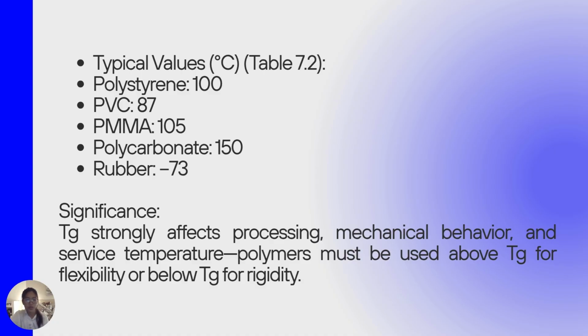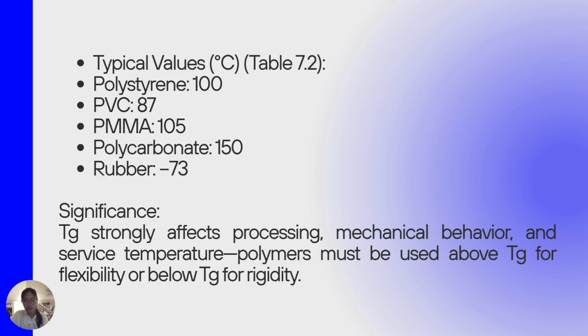Here are some common examples. For polystyrene, the Tg is somewhere around 100 Celsius. For PVC, it's somewhere around 87 Celsius. PMMA, somewhere around 105 Celsius. Polycarbonate, around the same as PMMA. And rubber is negative 73 Celsius.